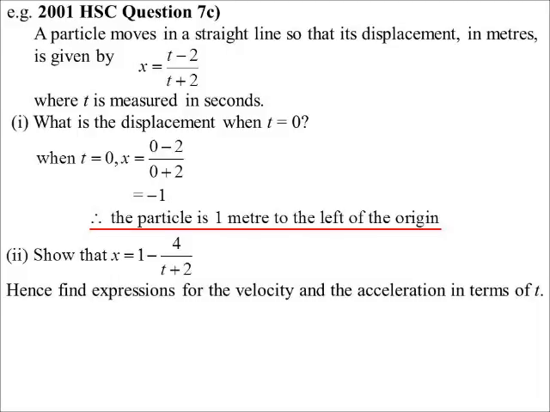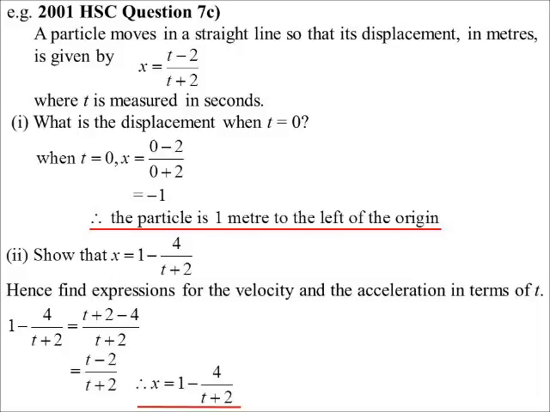Show that x equals 1 minus 4 on t plus 2, hence find expressions for velocity and acceleration. So, what do you know, 1 minus 4 on t plus 2, if I do an algebraic fraction, gives t minus 2 on t plus 2. Alright, so we've got x. I guess what they're doing is giving a huge hint that this is going to be easier to differentiate than t minus 2 on t plus 2.